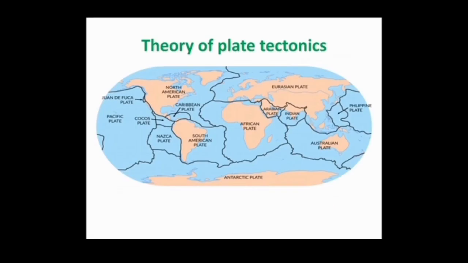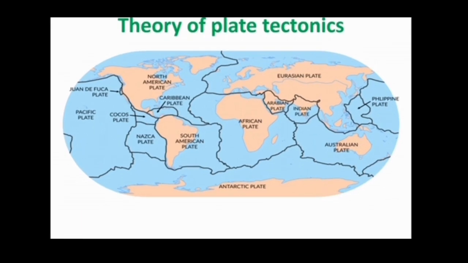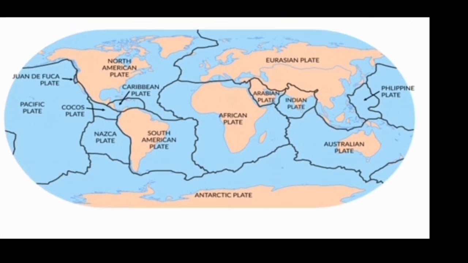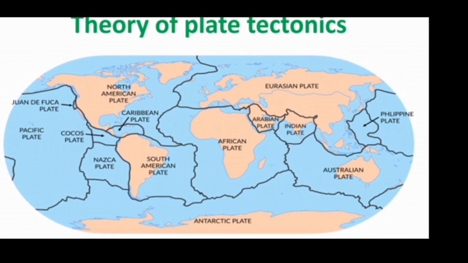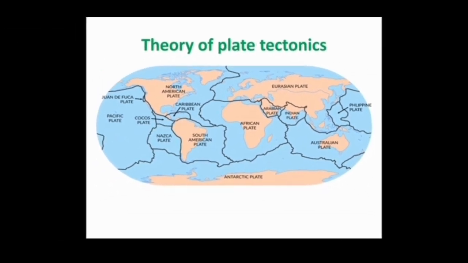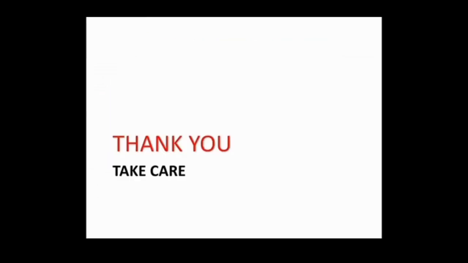Children, the next part is your theory of plate tectonics. This theory says that the earth has been made up of many plates, 12 major plates and many minor plates. The crustal portion of the earth is a combination of different plates. What are these? North American plate, South American plate, number 3 African plate, number 4 Eurasian plate, number 5 is the Indo-Australian plate, number 6 is your Antarctic plate, and the last one is the Pacific plate. Children, we will study about this plate movement in my next video. I am going to explain it in detail.